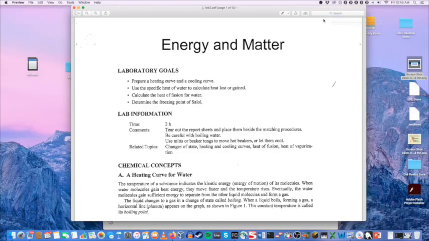Hello everybody and welcome to Lab 2. Today we are going to be doing the lab entitled Energy and Matter.